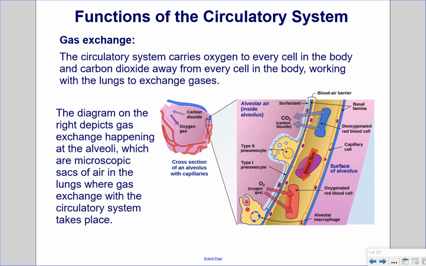The diagram on the right depicts gas exchange happening at the alveoli, which are microscopic sacs of air in the lungs where gas exchange with the circulatory system takes place. The capillaries that surround the alveoli are very thin, often just one cell thick, so gases are exchanged very easily.